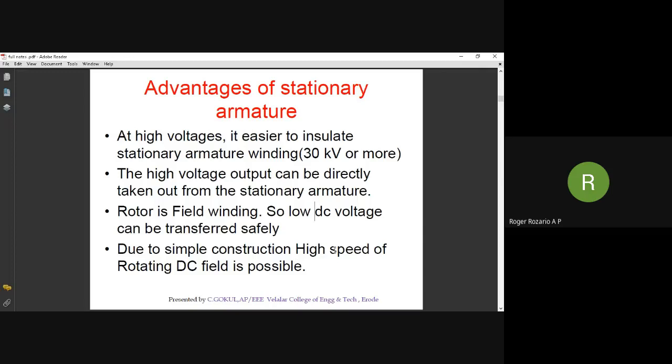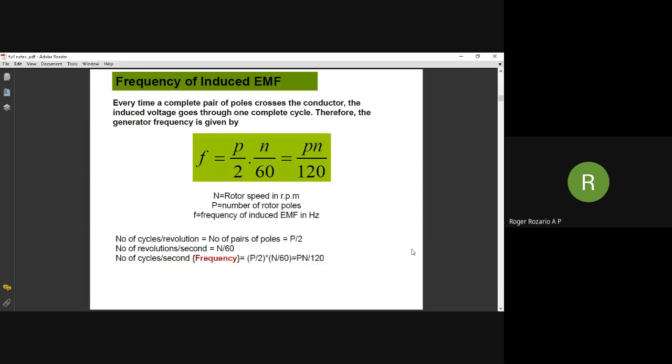Due to simple construction, high speed of the rotating DC field is possible. So this is one more advantage of stationary armature. So now we have understood the armature is stationary and the field is rotating, and we have seen the advantages also: insulation, and it is easy to tap out the power supply, 2 points. Now at what frequency is this armature going to generate the voltage? At what frequency? The frequency f equals Pn by 120.